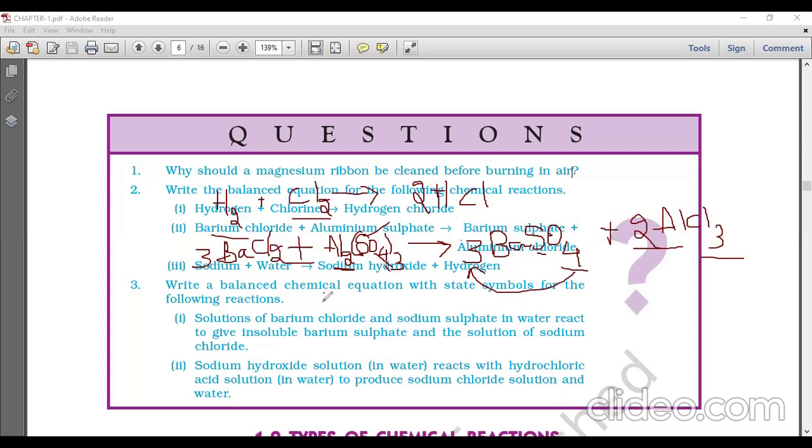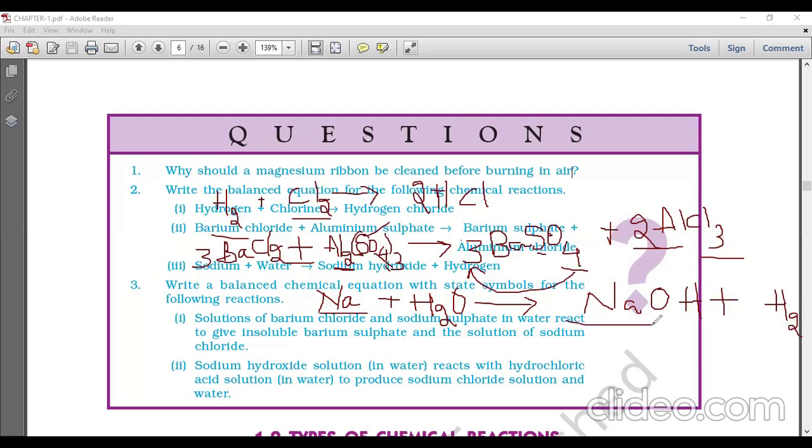Sodium, what is the chemical formula? Sodium is Na. I'm writing for the third one, plus water. What is the chemical formula of water? H2O. Water gives rise to sodium hydroxide. What is the formula of sodium hydroxide? NaOH, plus hydrogen gas H2. Now you check whether it is balanced or not.